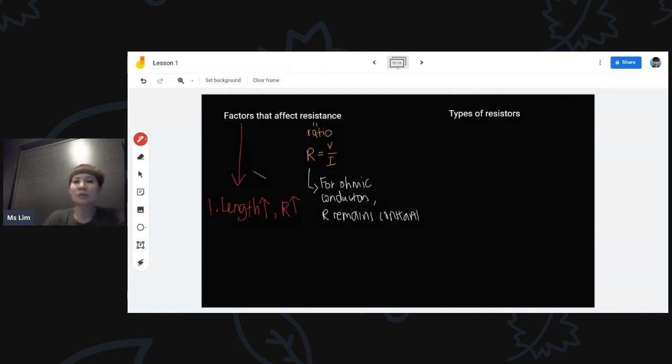Okay, just take note, just like when you're running 2.4 kilometers versus running 200 meters. If you run 200 meters, it's going to be easier, right? If you run a longer distance, it's going to be tougher. So therefore, the longer the wire, the higher the resistance. Remember, resistance is similar to the obstruction in the water system. So the higher the resistance, the slower the current flows.